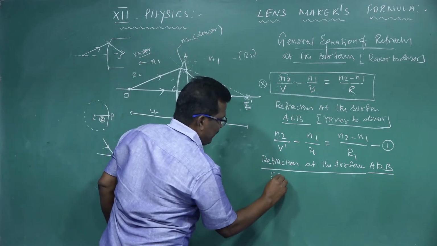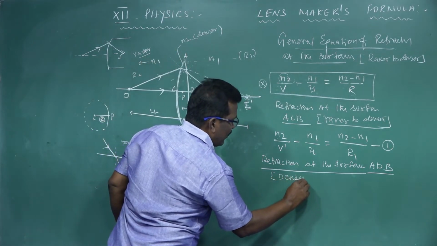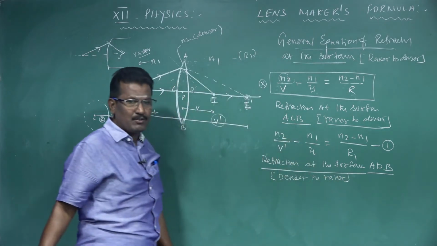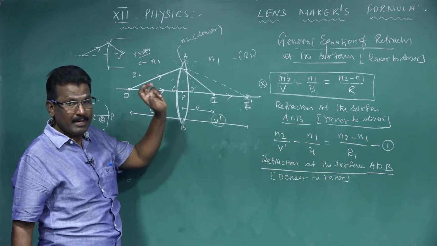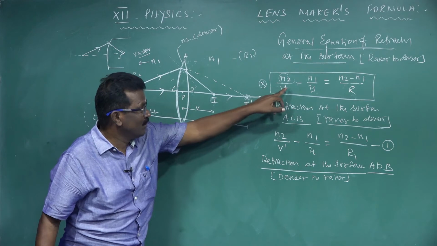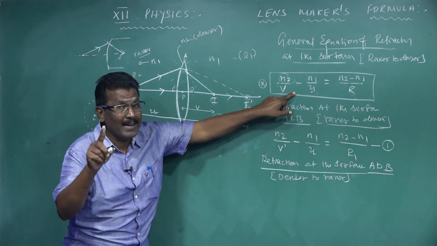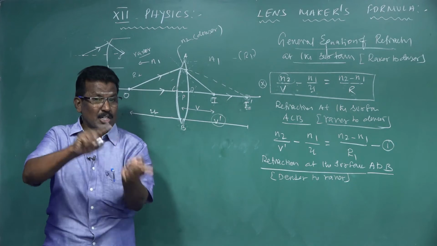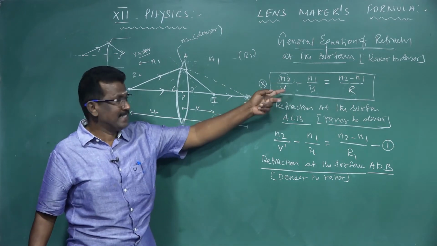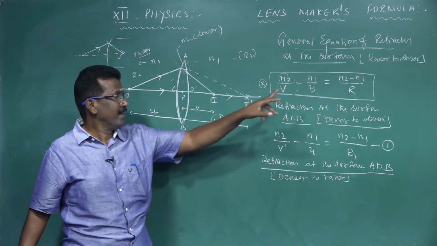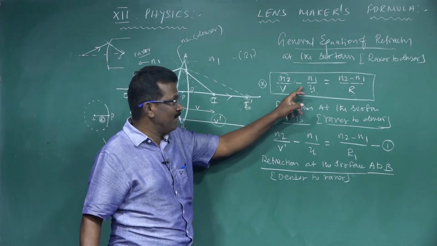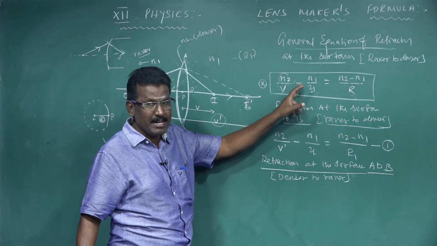Here the light travels from denser to rarer. Now rearrange. This is the formula for light traveling from rarer to denser. If light travels from denser to rarer, rearrange: instead of N2 you put N1, and instead of N1 you put N2. So this is the formula only where light travels from rarer medium to denser medium.